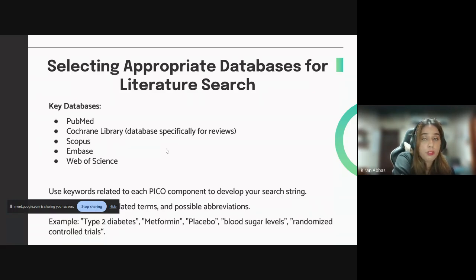And before you even do that, you should check your review in the Cochrane library. Now, Cochrane library is interesting because it's specific to review articles. So whenever you're coming up with an idea, whether you're coming up with a research question, you should always check the Cochrane library to see whether there's already been a published review on that particular topic or not.